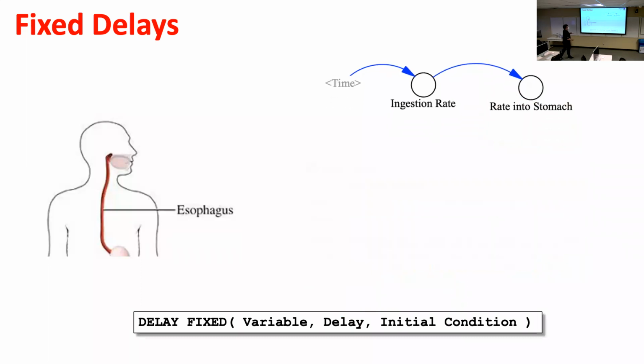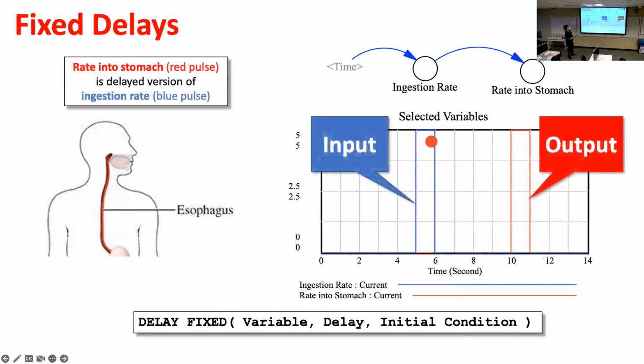If I do that, and then I were to plot both of these things, then I get this. So the blue is the ingestion rate. We can view that as the input. The red is the rate in the stomach. And the blue looks like a box. It starts at 5 and goes until 6. And so the red looks like a box that starts at 10 and goes until 11. So this red box is just a copy of this blue box, but shifted over by 5 seconds.